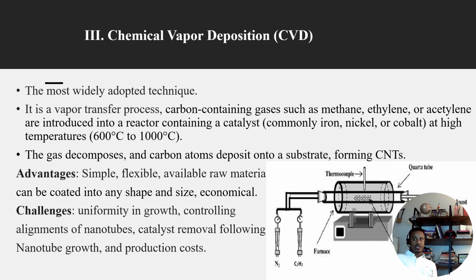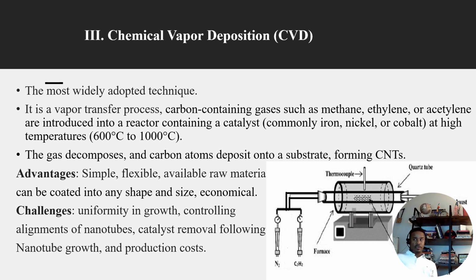So the gas decomposes and carbon atoms deposit onto a substrate, forming carbon nanotubes, as you see here in the picture. We have the carbon nanotubes inside a reactor on top of a substrate, and we have catalysts like nickel or cobalt here. So the CVD pretty much may be defined as the deposition of a solid on a heated surface from a chemical reaction in the vapor phase. We can say it is a class of vapor transfer process.